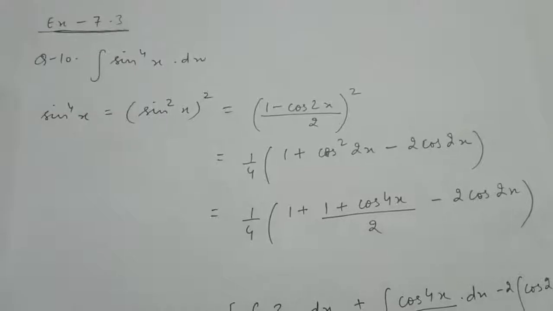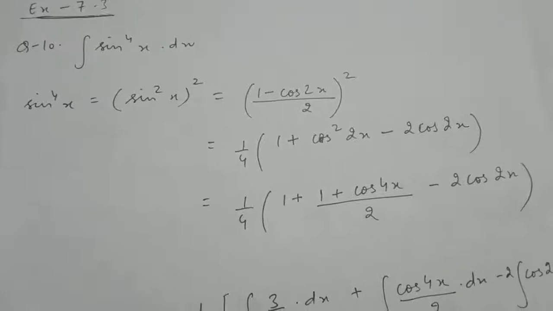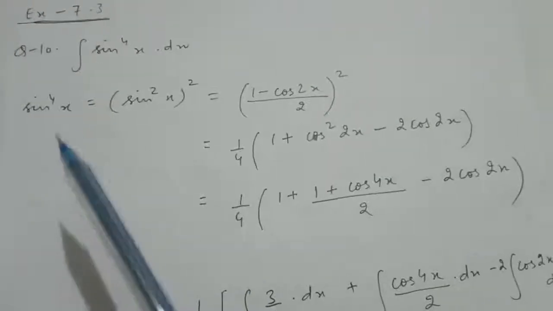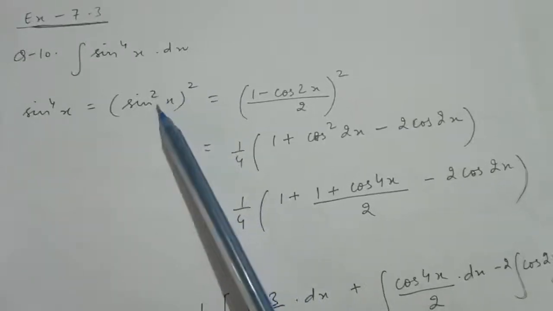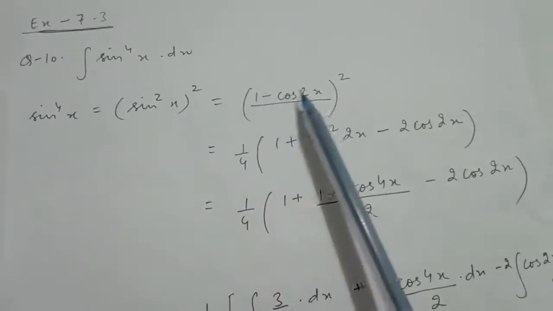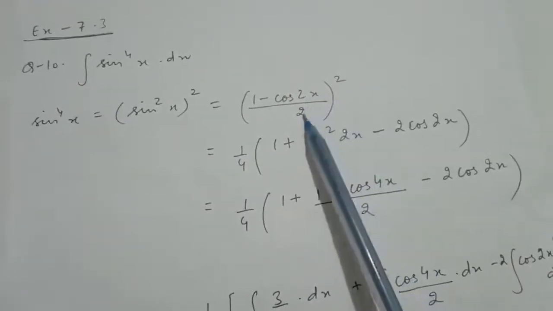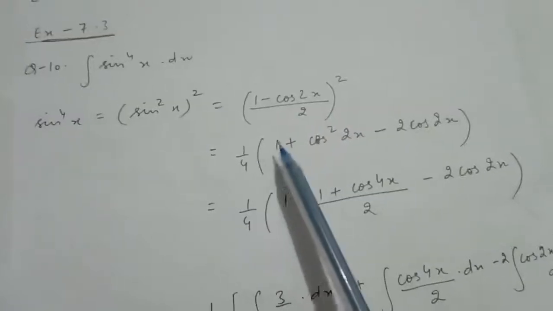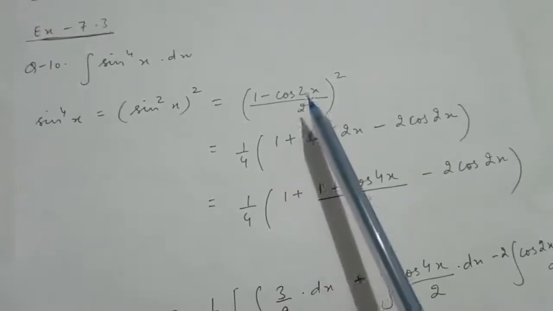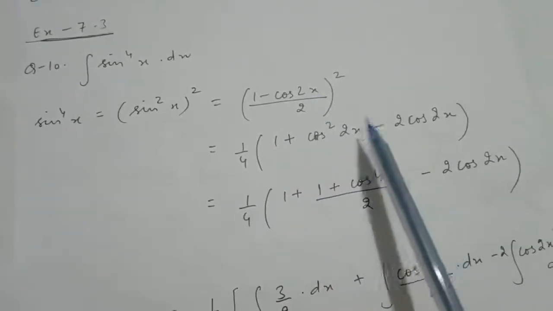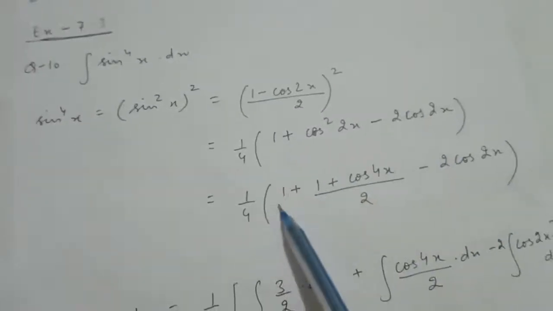So question 10 is the integral of sin x raised to the power 4 into dx. Sin x raised to the power 4 can be written as sin square x whole square. Now sin square x can be written as (1 minus cos 2x) upon 2, whole square. Now this 1 by 2 square will be 1 by 4, into the square of 1 minus cos 2x, which will be a square plus b square minus 2ab. So 1 minus 2 cos 2x plus cos square 2x. Now 1 by 4 into 1.